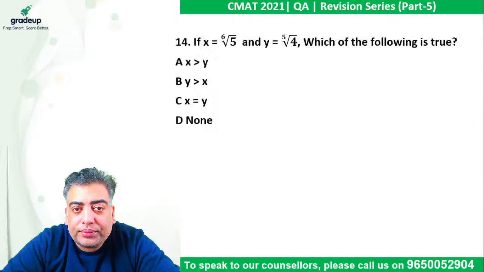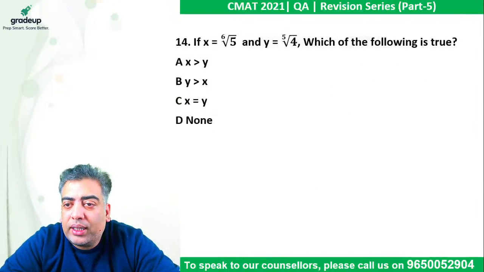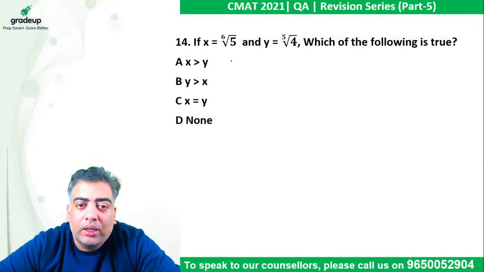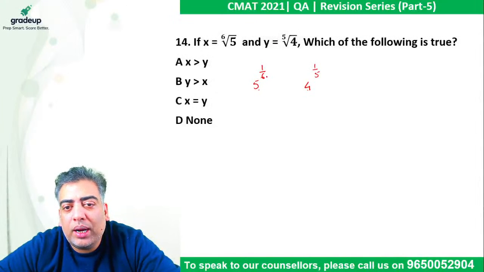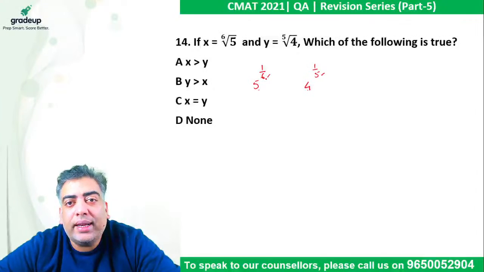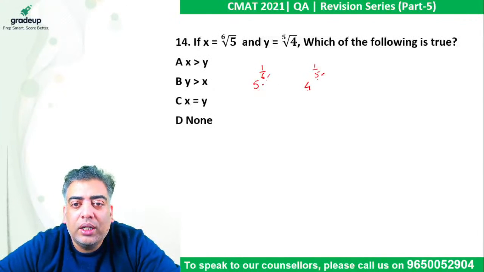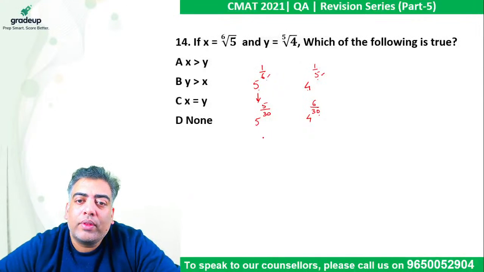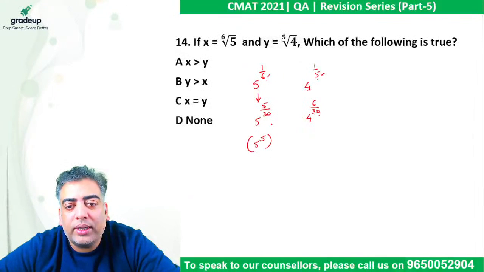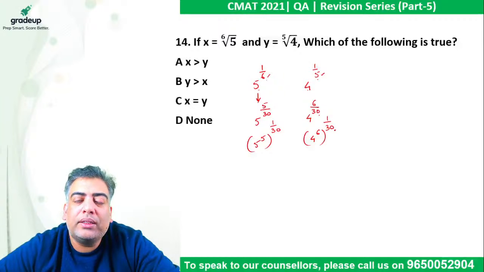Let's move on. Here it says x and y are given, so which of the following is true? So we need to observe which is bigger, which is smaller, or equal. So x is 5 raised to power 1 by 6, y is 4 raised to power 1 by 5. In order to compare these two, we need to make the power same. So we will take LCM of 5 and 6, which is 30. So it can be rewritten as 5 raised to power 5 by 30. And this can be written as 4 raised to power 6 by 30. So this is 5 raised to power 5 whole raised to power 1 by 30. And this is 4 raised to power 6 whole raised to power 1 by 30.